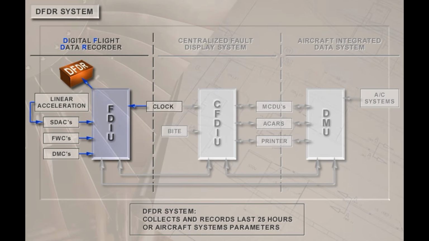The last 25 hours of approximately 200 parameters, as required by regulatory authorities and special customer requirements, is stored and recorded on a magnetic tape. The tape is protected against fire for a minimum of 30 minutes and shock forces of up to 100 Gs. An underwater locator beacon is attached to the front of the recorder and is operational to a depth of 6,000 meters.